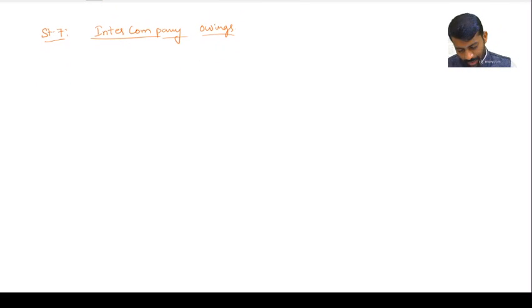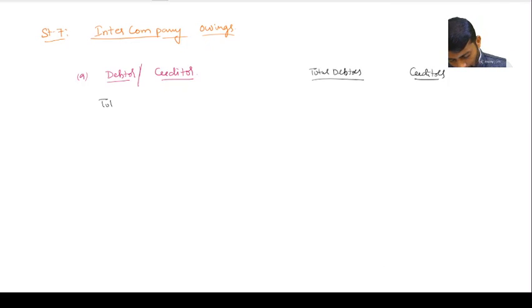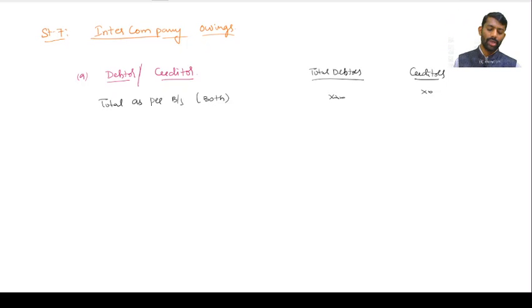Now let's go with intercompany owings. So first let us go with A. First is debtor creditor. Debtor creditors, correct? So now what do you have to do, my dear friends? Take total debtors and total creditors. Here I am showing one example. Take the total as per the balance sheet. Both companies you have to take. You understand? Both companies' total debtors and total creditors you have to take.